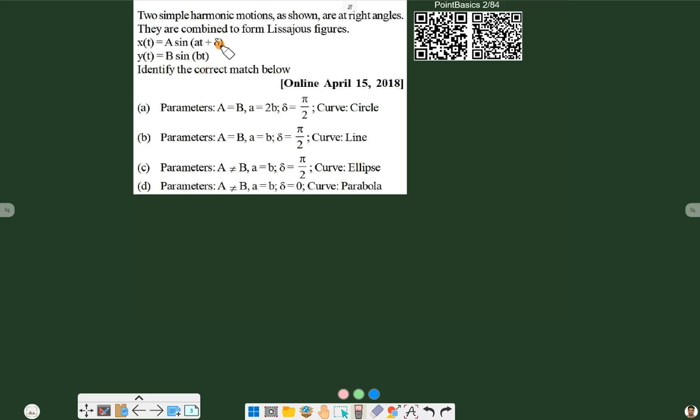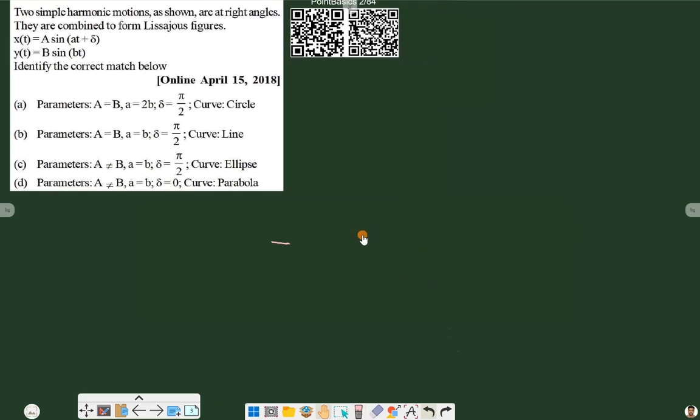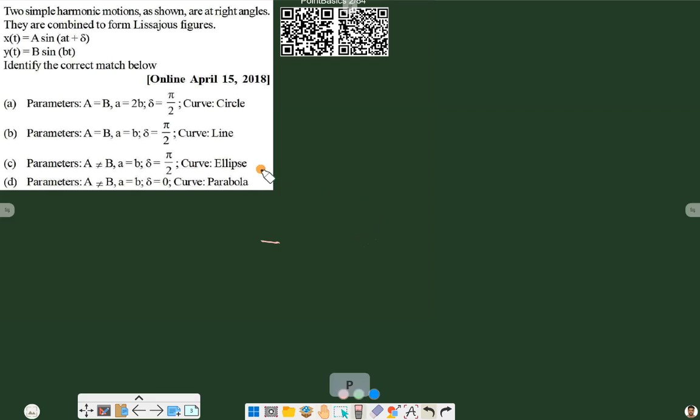So two simple harmonic motions are at right angles. They are combined to form a Lissajous figure, and x(t) is given by a sine (at plus phi), and y(t) is given by b sine bt. So we have to identify the correct parameters. Now we are given that they are at right angle to each other.